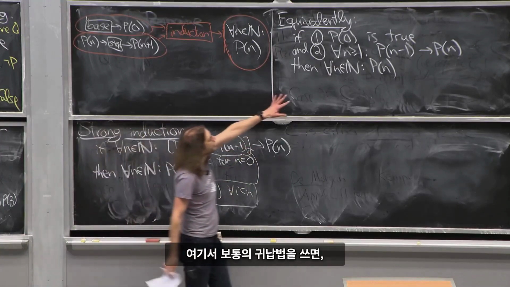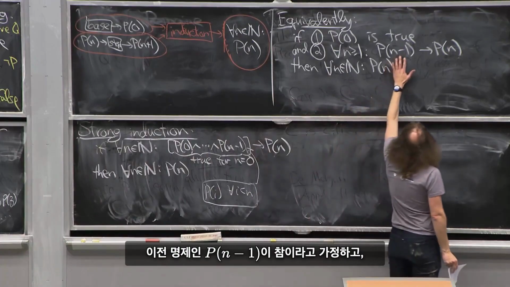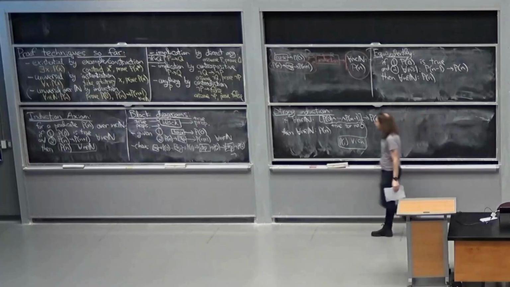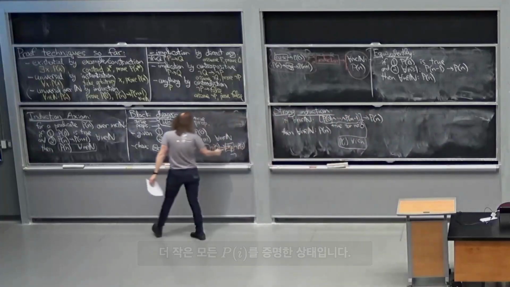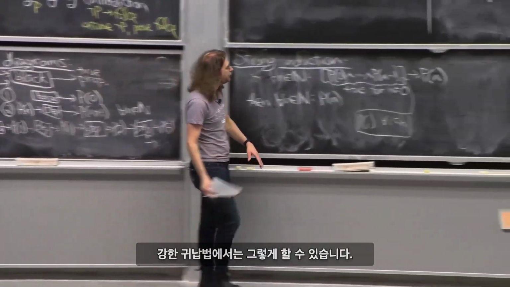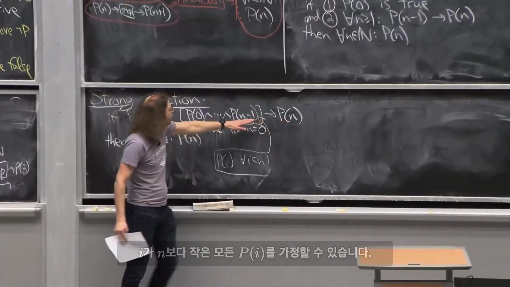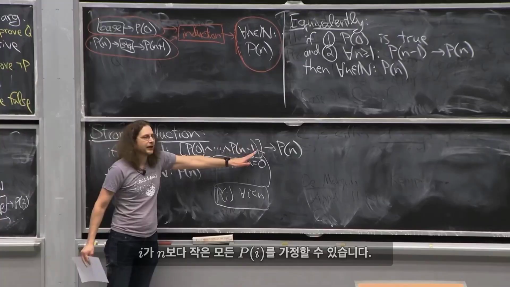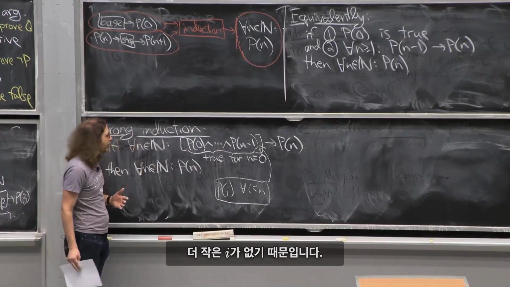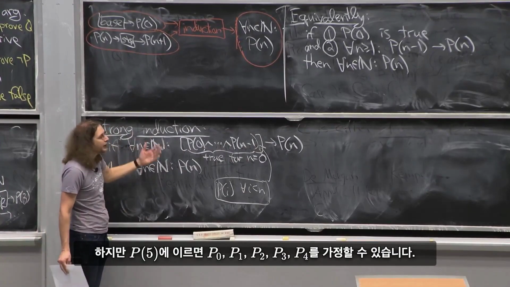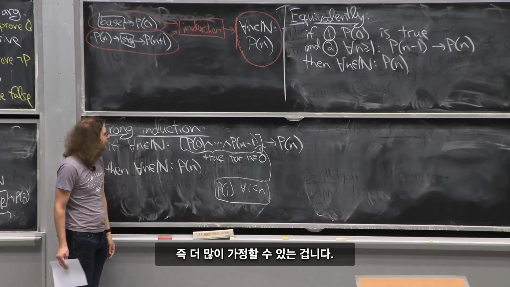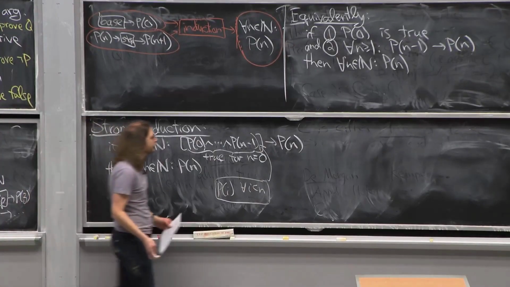So with regular induction here, I got to assume that the previous p of n minus 1 was true, and I needed to use that to prove that p of n is true. But actually, if you look at this chain, by the time I'm proving p of 3, I've already proved all the smaller p of i's. So why not assume that? With strong induction, I get to assume that. In order to prove p of n, I get to assume all the p of i's where i is less than n. Now when n equals 0, I don't get to assume anything because there are no smaller i's. But when I get to p of 5, I get to assume p0, p1, p2, p3, p4. So I get to assume more, so this only makes my proof easier.